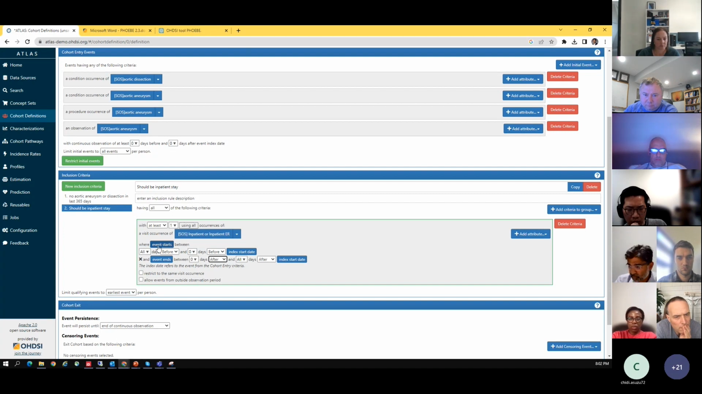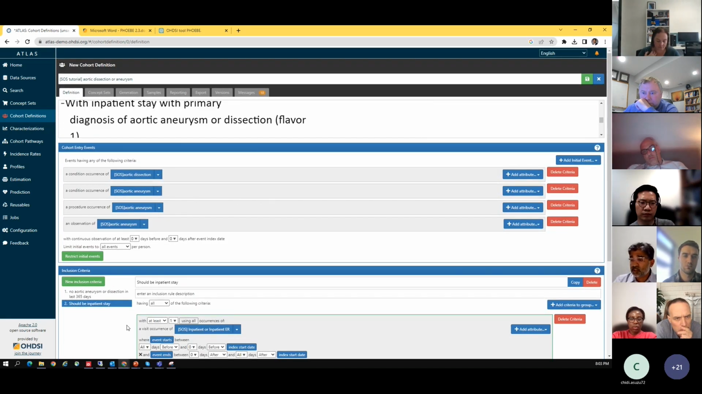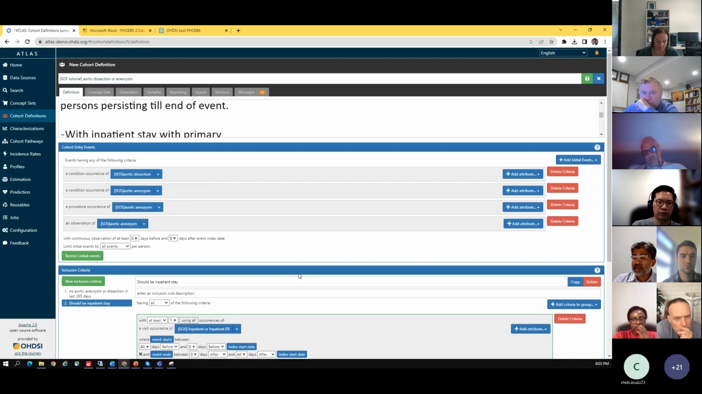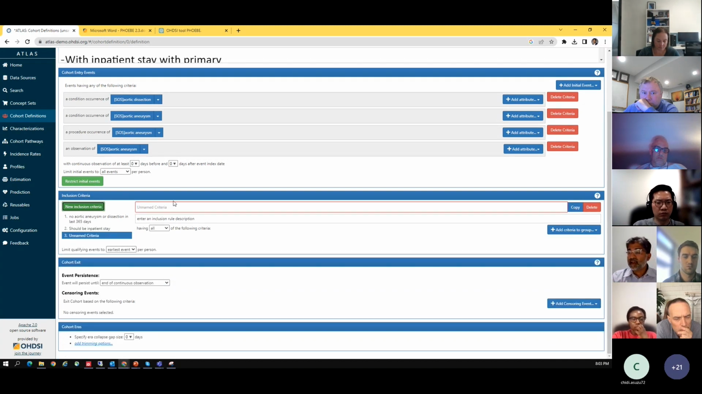So here at the bottom it says index date refers to the event of the cohort entry criteria. This is the event, inpatient event. We want the inpatient event's visit start date and visit end date to overlap the index date, which is the entry event. To overlap, the start date of this should be before the index start date, and the visit end date should be after the index start date. That logic basically makes sure that this is occurring in an inpatient stay. Now, that still doesn't complete our core definition logic. This rule satisfies the inpatient rule, but we want the inpatient rule to also be a primary diagnosis.